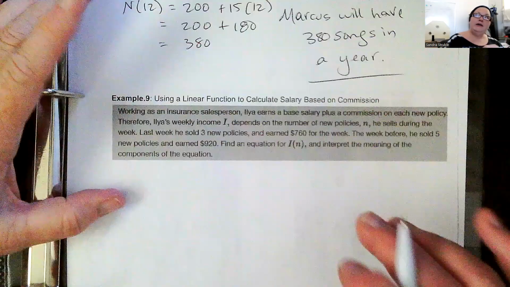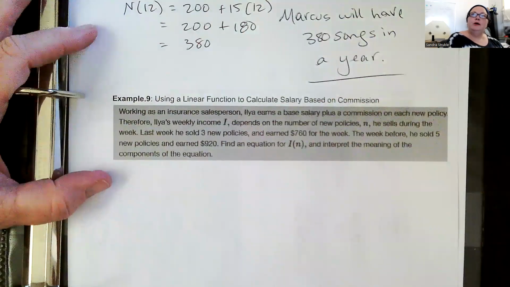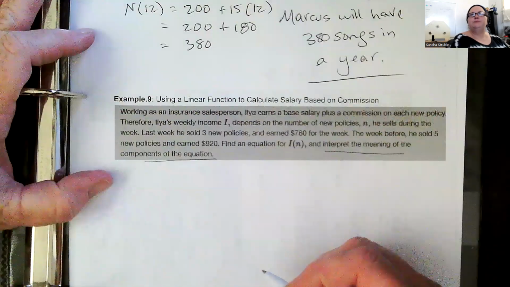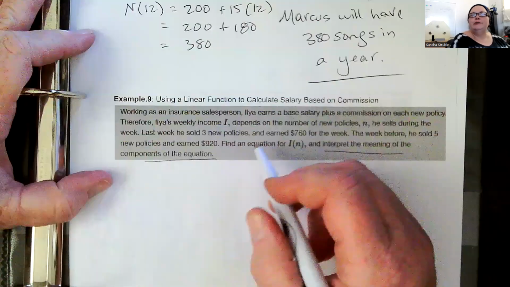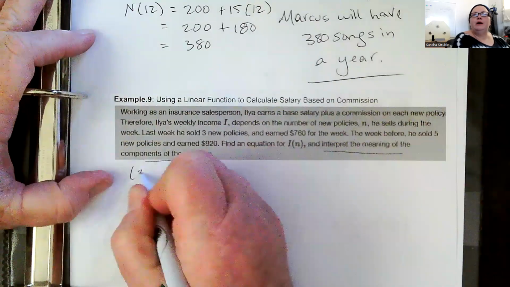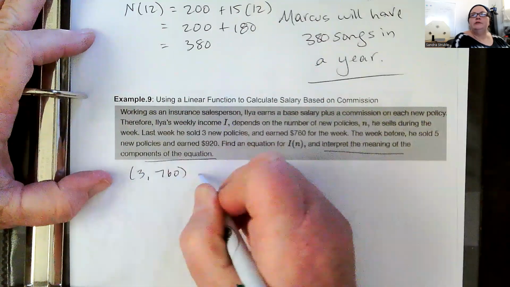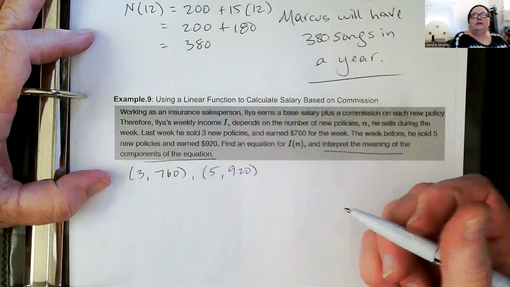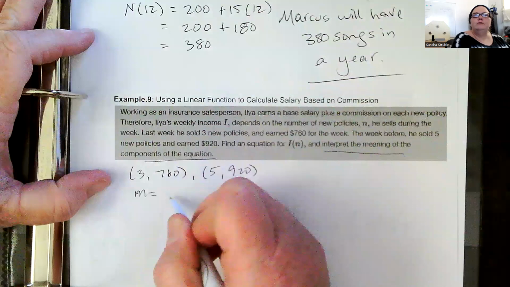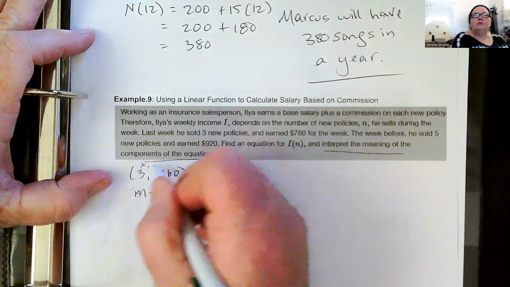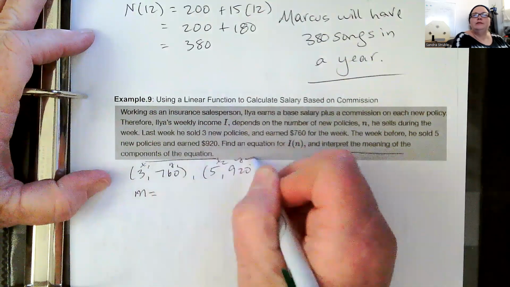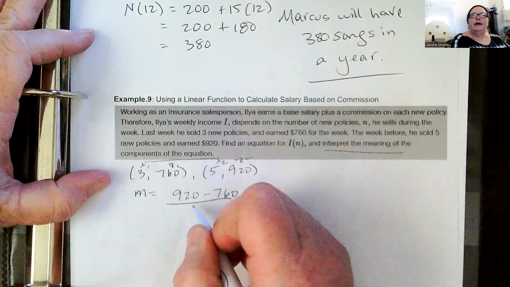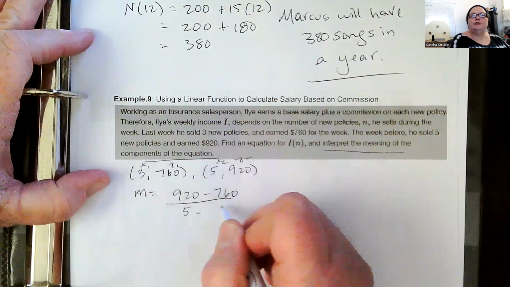So the I of n, I think at this point you could probably do, but the interpret the meaning is what I really want you to get a lot out of at the end of this section. So you can see here that there's 2 different points happening. If he sells 3 policies, he gets 760. If he sells 5 policies, he gets 920. So how much does he get per policy? Let's find out. So rate of change, m equals y sub 2, let's label x1, y1, x2, y2. Y sub 2 is 920 minus 760, which is y sub 1. X sub 2 is 5 minus x sub 1 is 3.